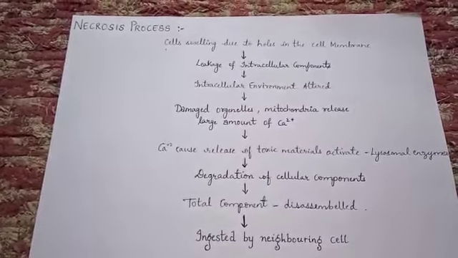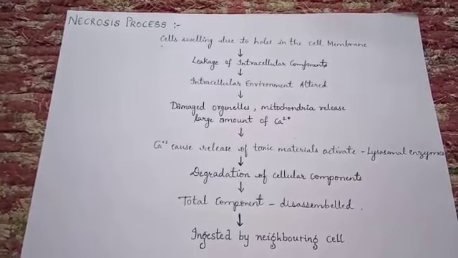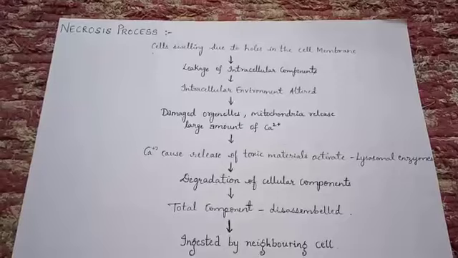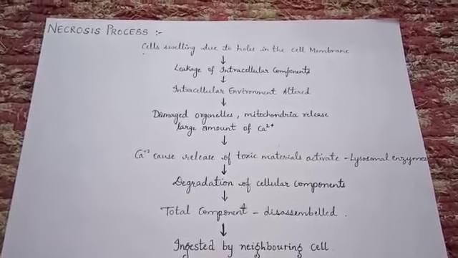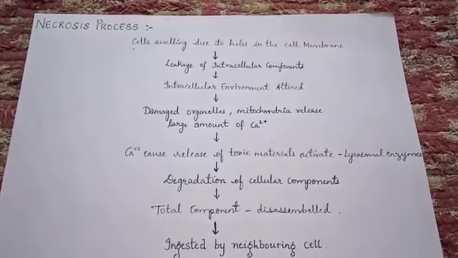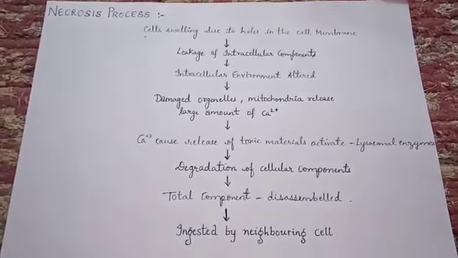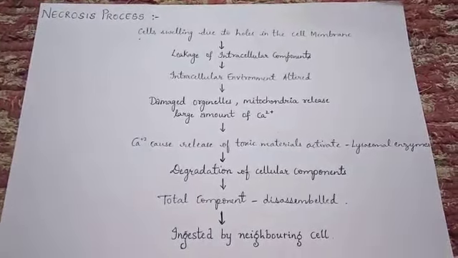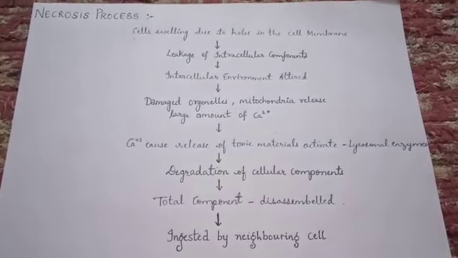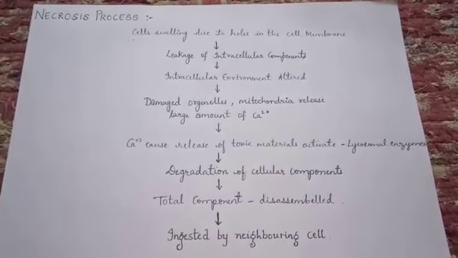Next, moving on to the necrosis process. In the necrosis process, some external stimulus is given to the cell pathologically and the cell membrane develops a hole. Due to the hole, there is swelling of the cell and leakage of the intracellular components through the holes of the cell membrane.